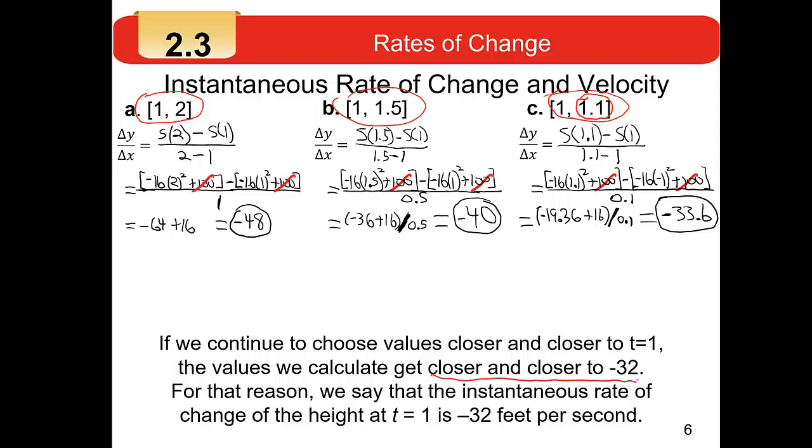We're not going to actually do the calculations, but we could do from 1 to 1.01 and 1 to 1.001 and 1.0001, and you'd find out that you keep getting closer and closer to -32, and that tells us the instantaneous rate of change. In other words, you're turning the secant line into a tangent line by pushing those two points closer and closer together. That turns it into an instantaneous rate of change. So the instantaneous rate is -32 feet per second.